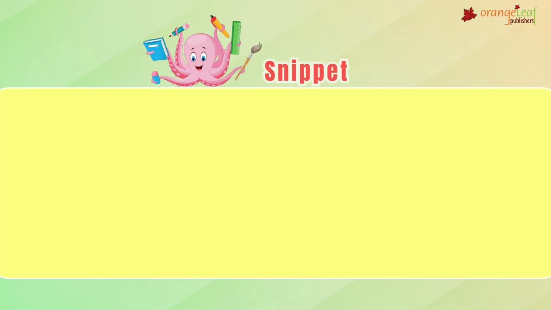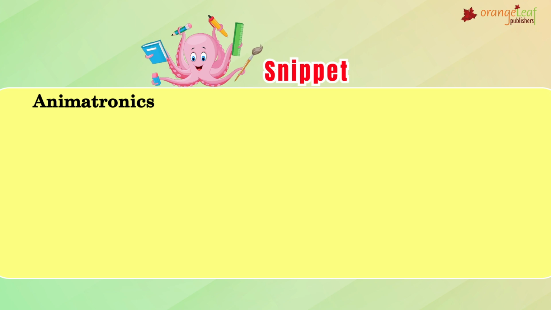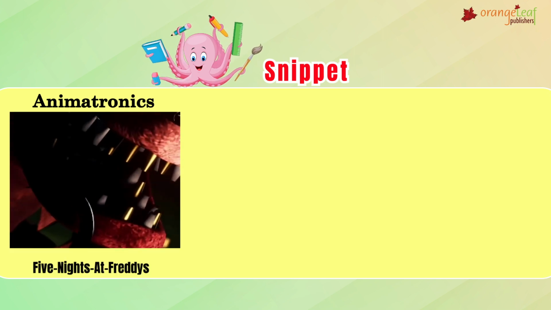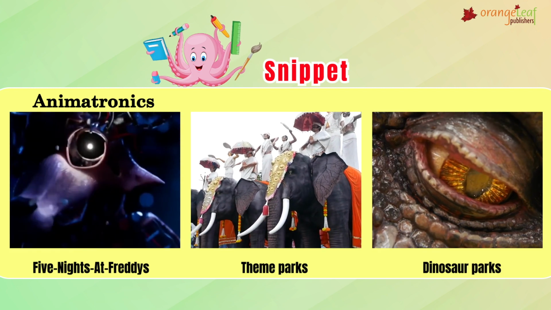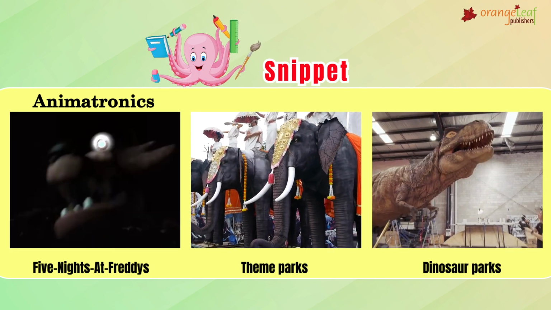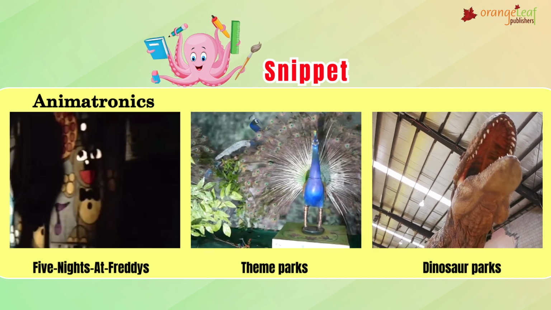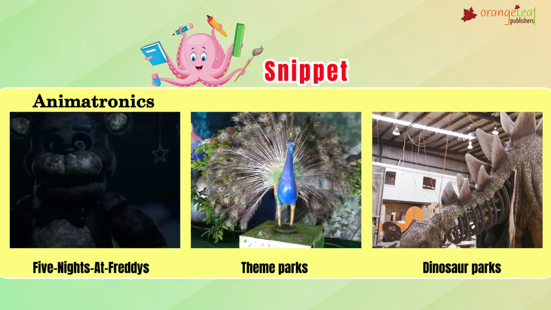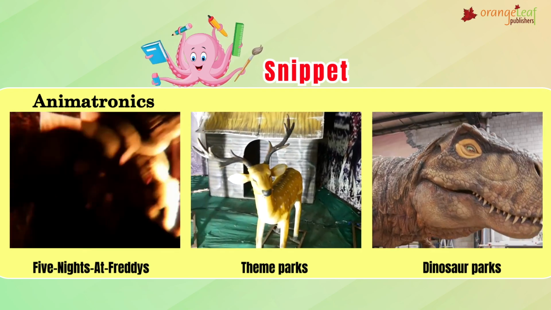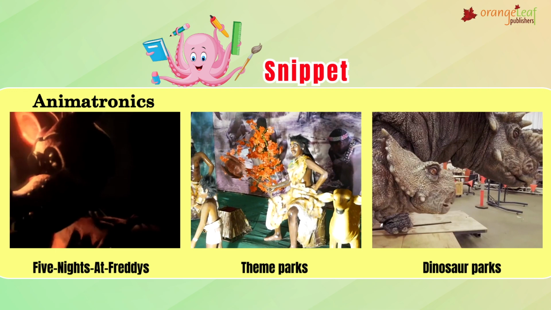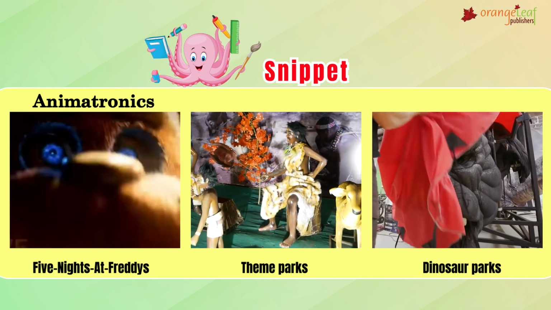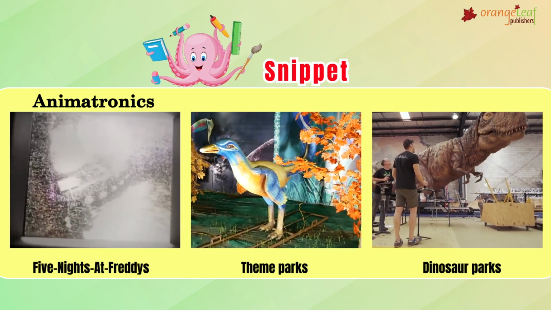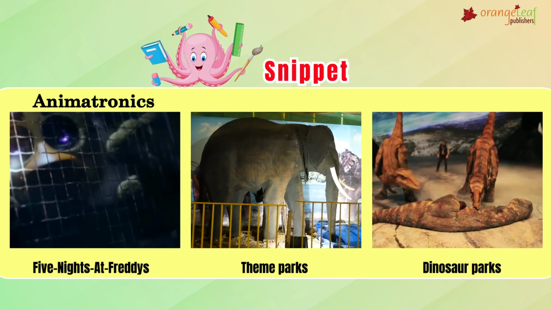Let's look into this snippet. Animatronics. Have you ever seen movies like Five Nights at Freddy's or theme parks or dinosaur parks? In these films or parks, robotic devices that act like a human or an animal are used for special effects and amusement. The technology is called animatronics, in which the body frame, robotics, mechanics, and puppetry are integrated to provide lifelike animation.